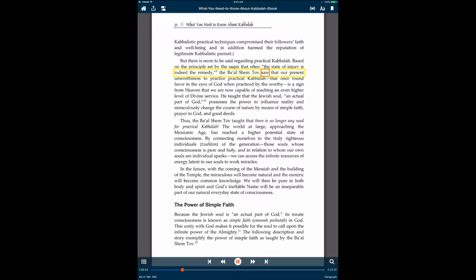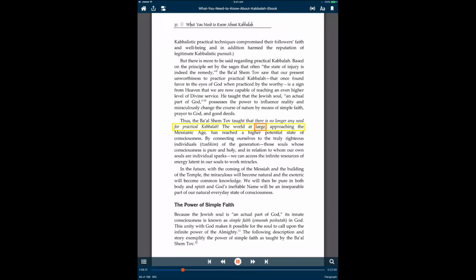The Baal Shem Tov saw that our present unworthiness to practice practical Kabbalah, which is said to find favor in the eyes of God when practiced by the worthy, is a sign from heaven that we are now capable of reaching an even higher level of divine service. He taught that the Jewish soul, an actual part of God, possesses the power to influence reality and miraculously change the course of nature by means of simple faith, prayer to God, and good deeds. Thus, the Baal Shem Tov taught that there is no longer any need for practical Kabbalah.